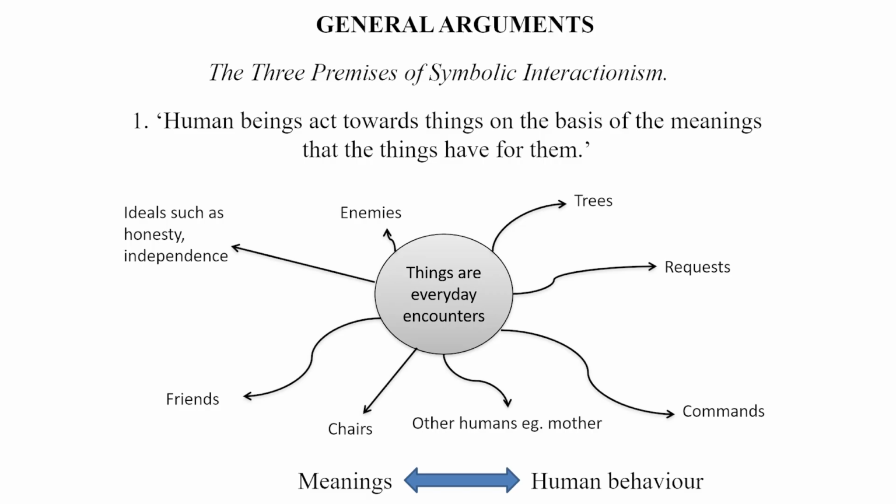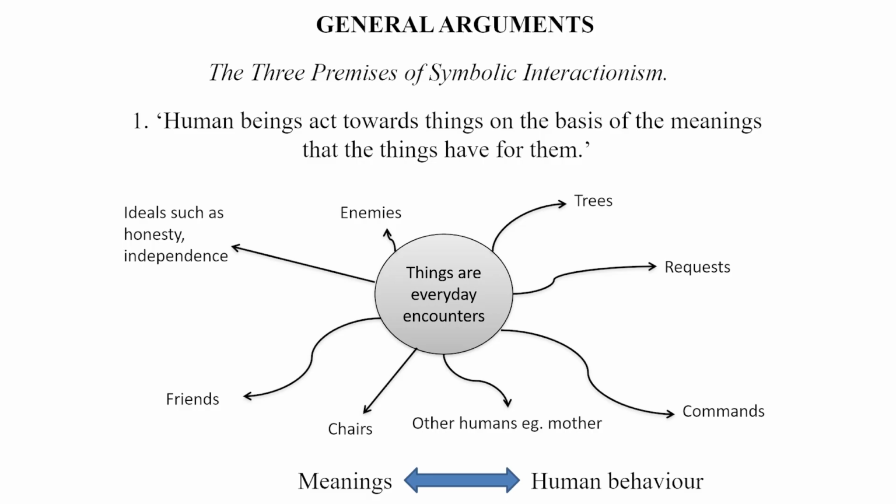These things that Blumer speaks of are everyday encounters. He points to these things as being others in an individual's life, such as a mother, friends, enemies. It could be inanimate objects, such as a chair or a tree, intangible aspects like ideals and principles that individuals hold dearly to, such as honesty or independence, or even commands or requests. Thus, things are all that human beings note in their world.